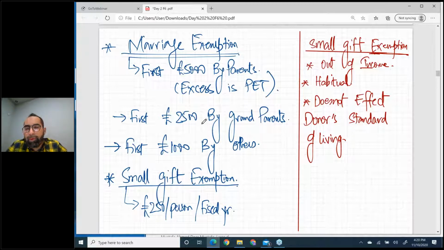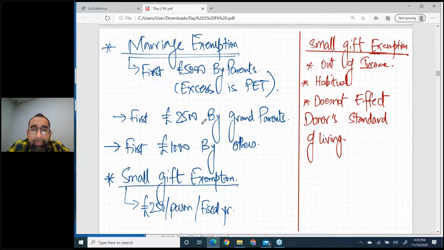Now for grandparents, the first 2,500 by grandparents is exempt. Just like parents 5,000, for grandparents it is 2,500. And what about the other guests? Other guests are first 1,000 pounds. Okay, one more thing.